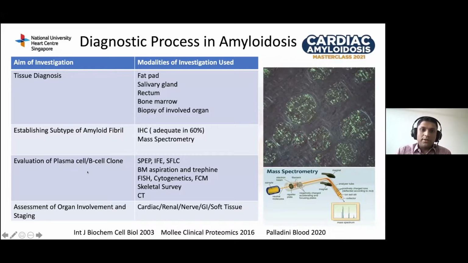Now, once we know we're dealing with a light chain amyloid, the next step is to evaluate what type of plasma cell or B cell dyscrasia is driving this. And I will talk about this in a bit more detail next. And lastly, we want to assess what degree of organ involvement we're dealing with and the staging.